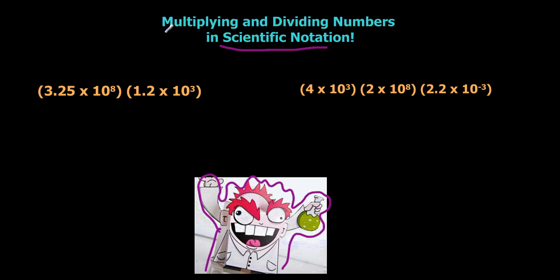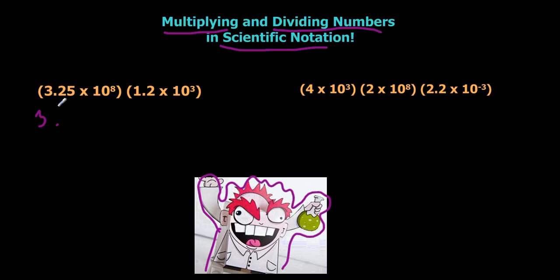So today we're going to concentrate on multiplying and dividing numbers that are in scientific notation. The cool thing is that this is really about being able to multiply or divide really, really big or really, really small numbers. But all of our properties of multiplication still apply. So if I have 3 and 25/100 times 10 to the 8th power times 1 and 2/10 times 10 to the 3rd power, I can use my commutative and associative properties to reorder and regroup my numbers.